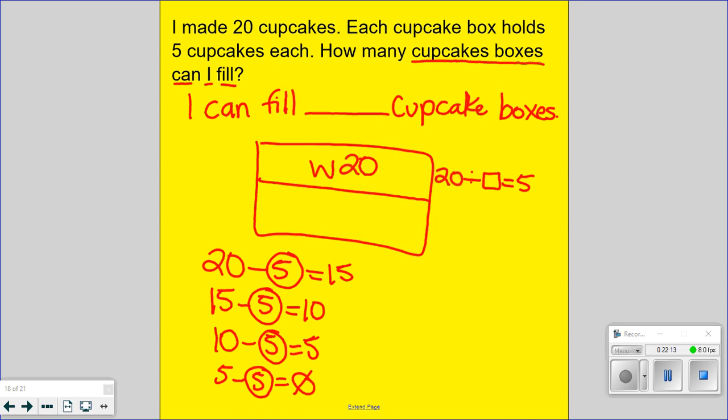So how many groups did I end up making? How many boxes did I end up making? Come on, Jalen, get with us. Evelyn? Say it again. 4. 1, 2, 3, 4. I can even draw them back in if I wanted to. And how many were in each box? 5.